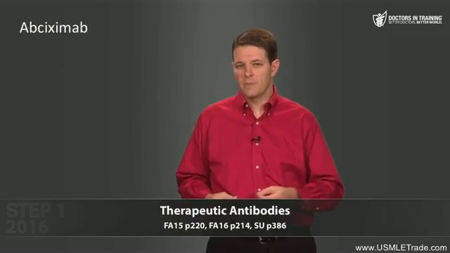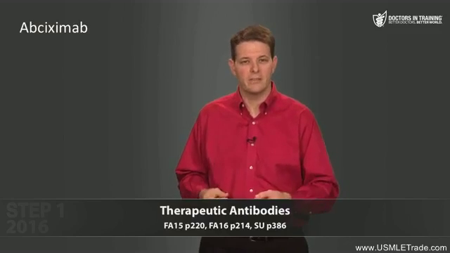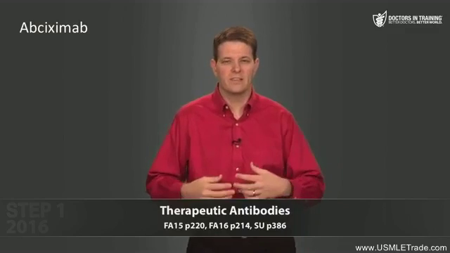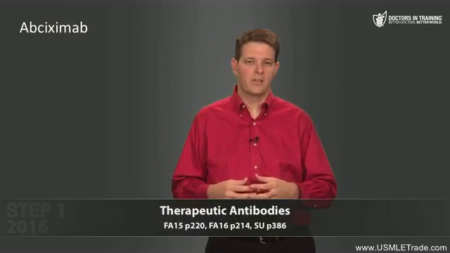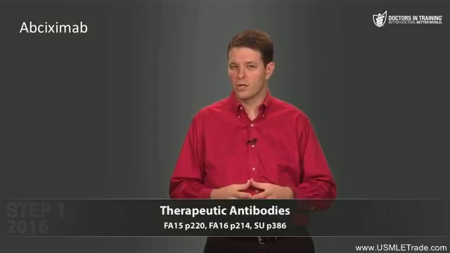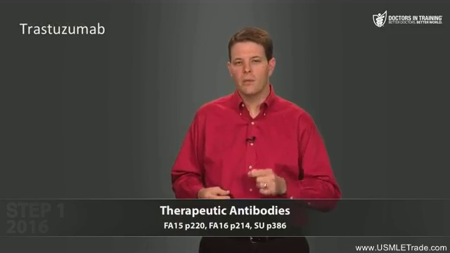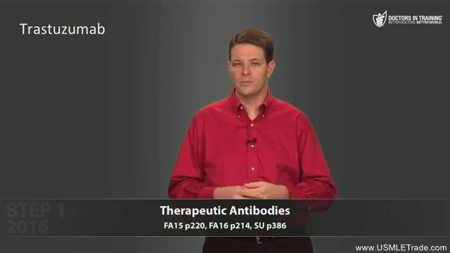There's abciximab, which is an antibody against the glycoprotein 2B3A receptors on platelets, which inhibits platelet activity. Now, this is used in patients that have recently had an angioplasty and stenting of their cardiac vessels, and also in patients with unstable angina or a myocardial infarction. And trastuzumab is an antibody against a protein called ERBB2 that we use to treat breast cancers that express HER2/neu. Now, for the end of session quiz, we just have one question with a whole bunch of parts. So answer that question, and we'll go over the answers together.